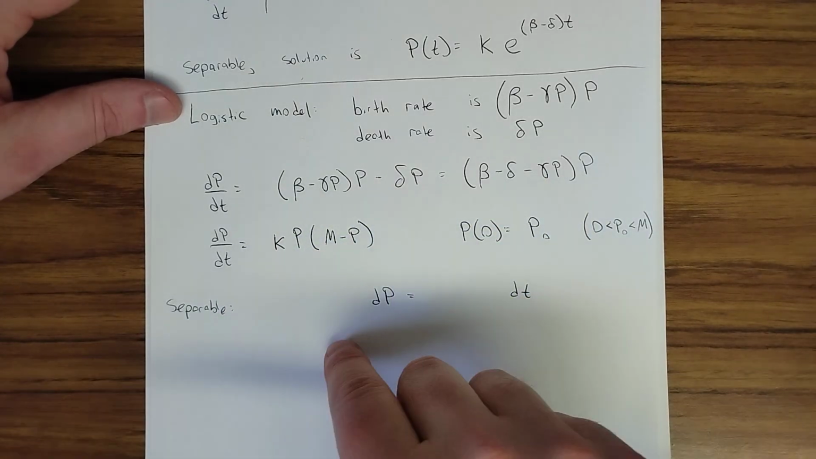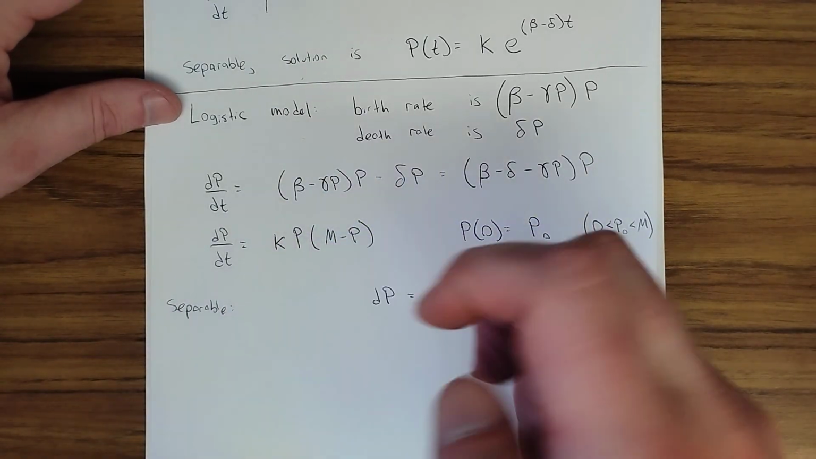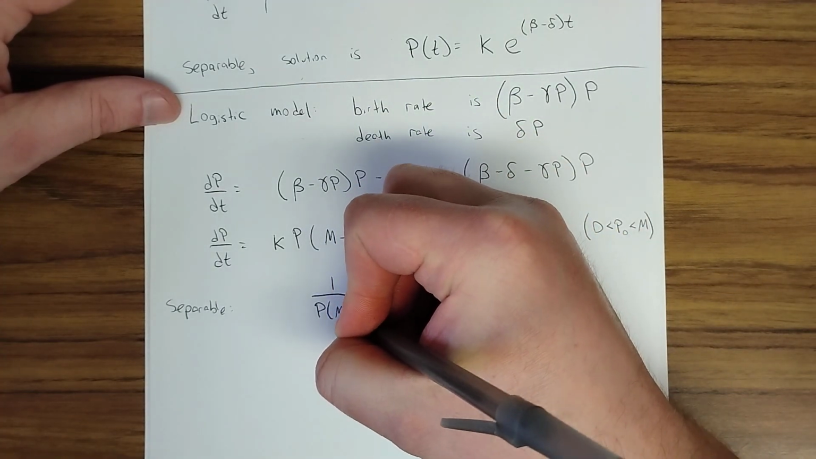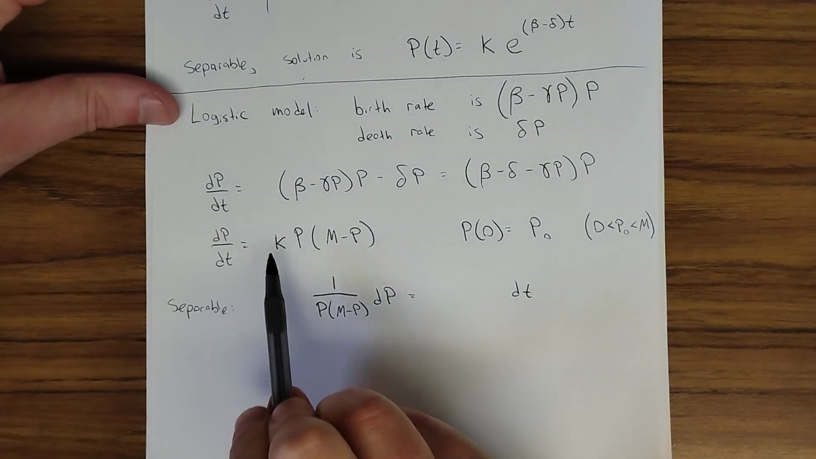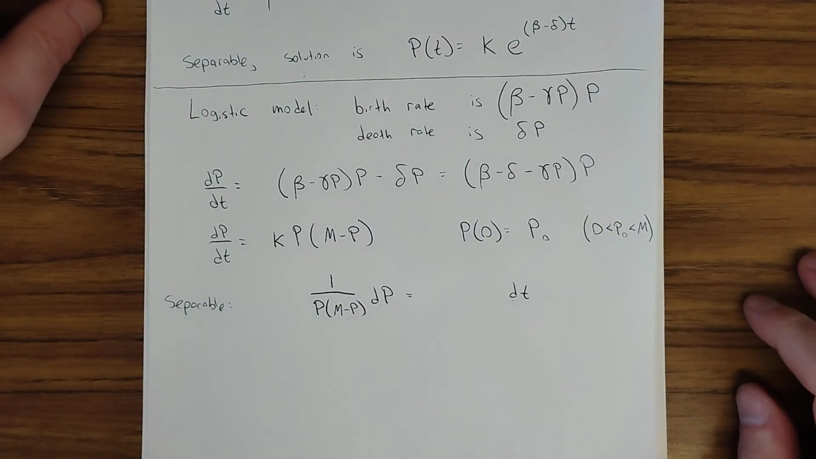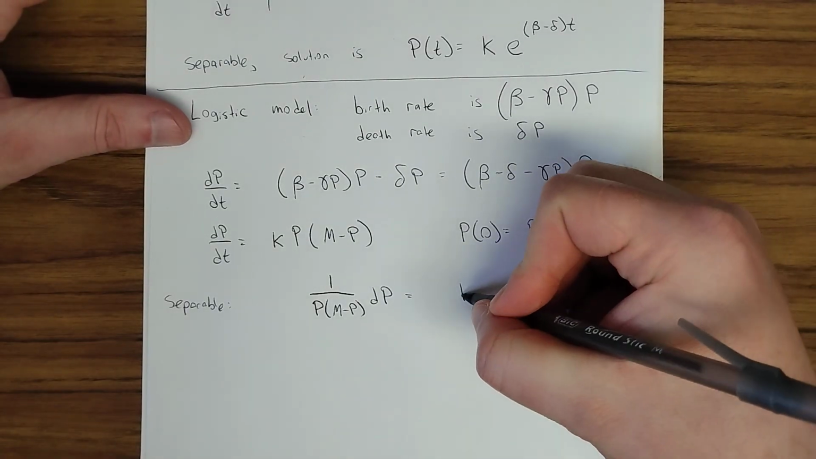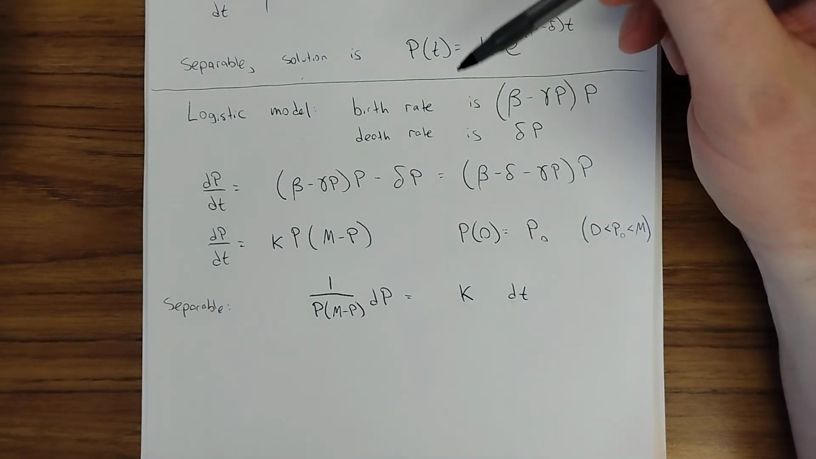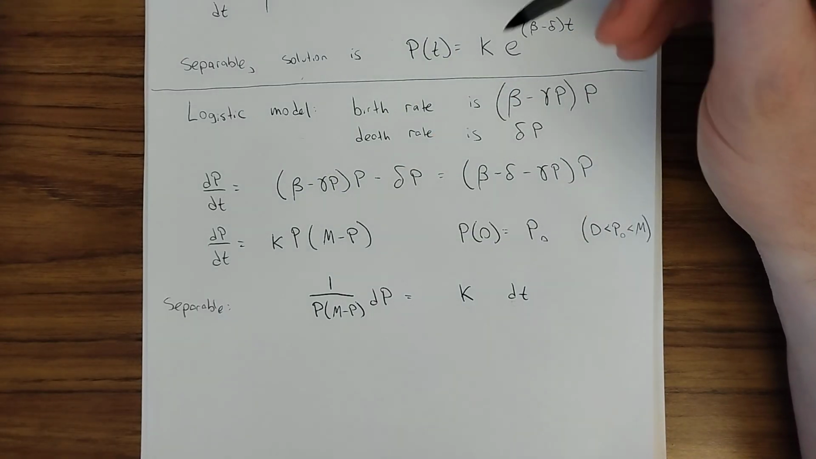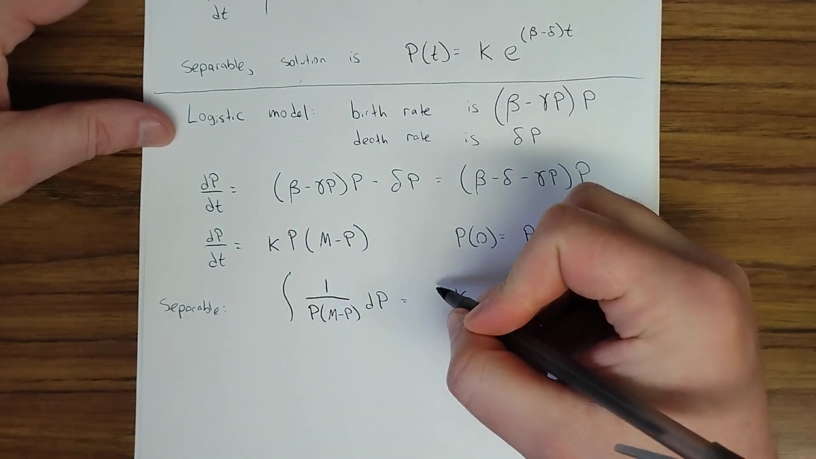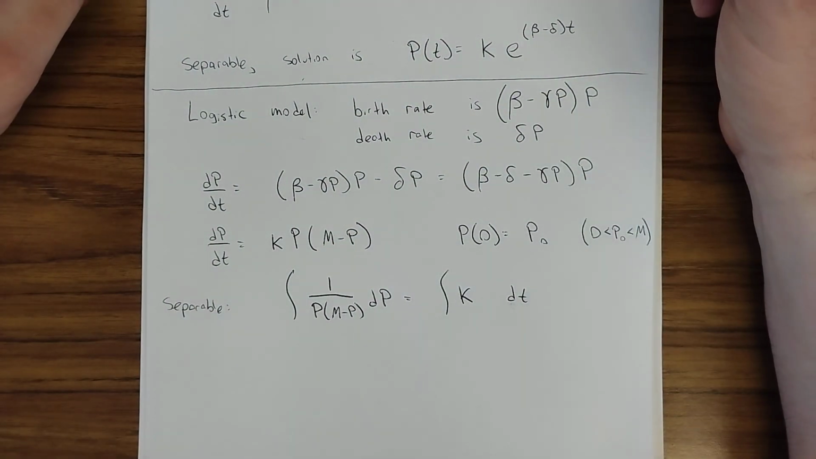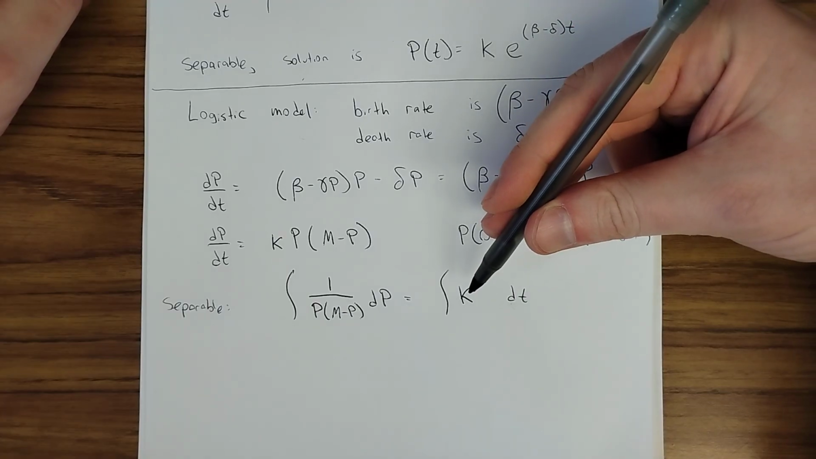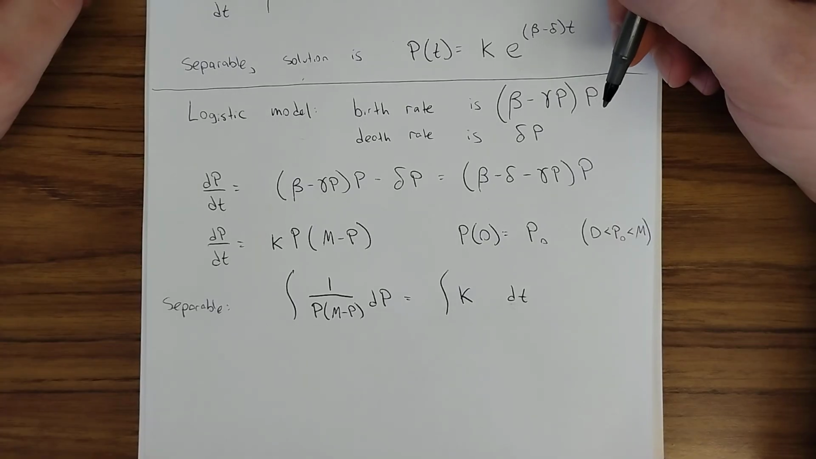Anything with p's in it needs to move over to the left. So this stuff that's on the right would need to move over. k could stay on either side. K is just a constant, so maybe I'll keep the k here. And there's no t's. There's a dt, but there's no t's. So I would call this separated. So integral sign, integral sign. This side is going to be very easy. This is just a constant, so this just turns into k times t.